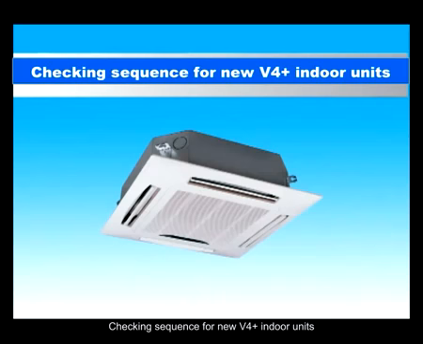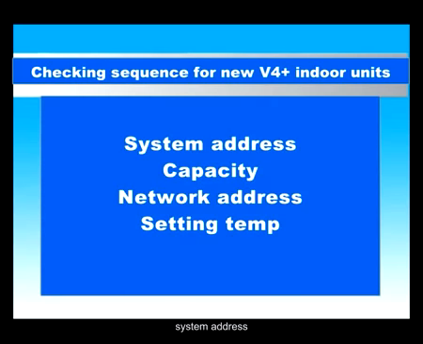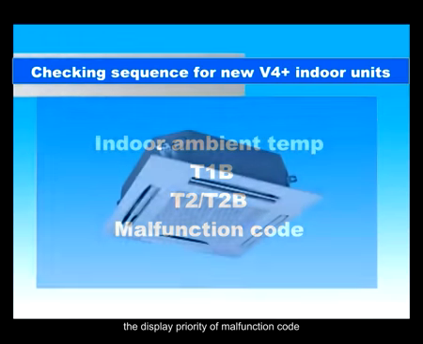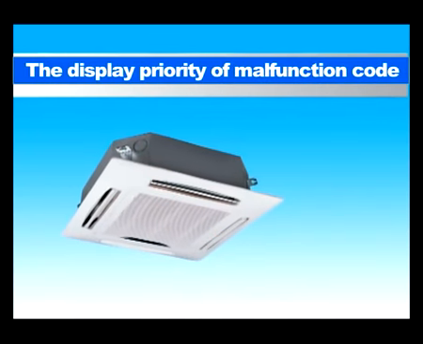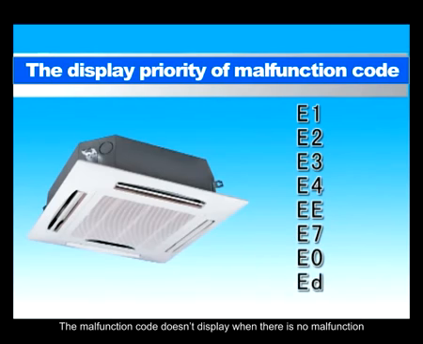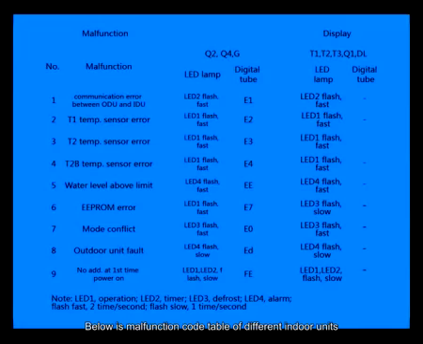Checking sequence for new V4 Plus indoor units. System address, capacity, network address, setting temperature, indoor ambient temperature, T1B, T2/T2B, malfunction code. The display priority of malfunction code: E1, E2, E3, E4, EE, E7, E0, ED. The malfunction code doesn't display when there is no malfunction. Below is the malfunction code table of different indoor units.